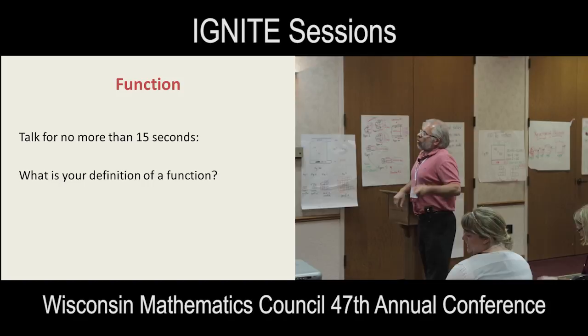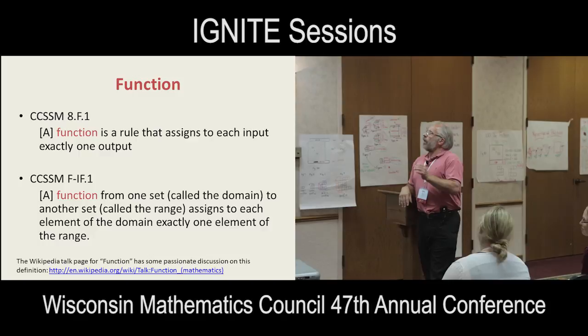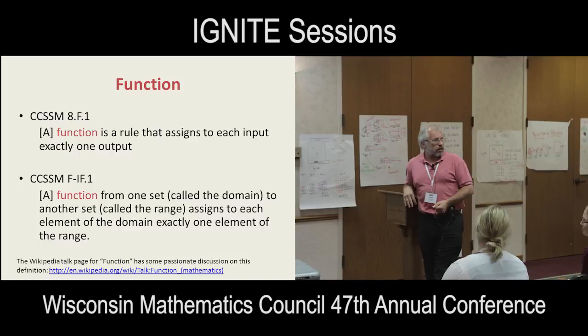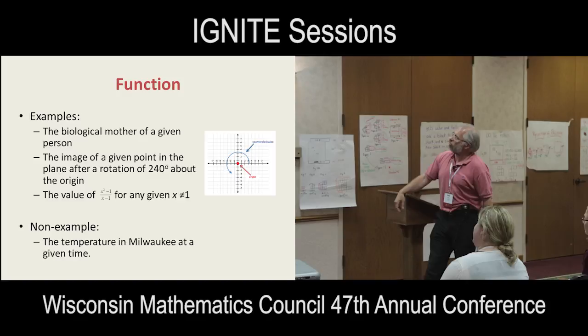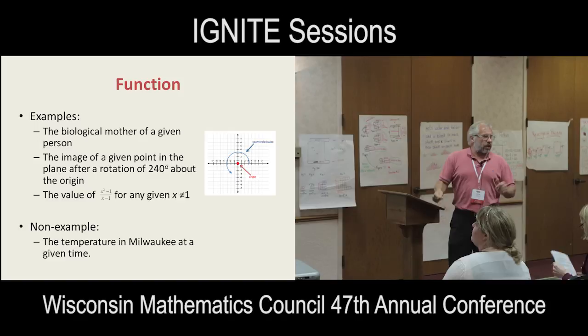Common Core defines function twice, once in grade 8 and once in high school. The basic idea is the same both times. A function is a rule that assigns to each input exactly one output. It took a long time to get to that definition. The definition of function changed a lot over time. If you want to see people discussing it, go to that Wikipedia page. They're very passionate about the definition. But if you get this input-output, very general definition of function, no x's, y's, whatever, it's an incredibly powerful unifying concept that goes through all of mathematics.